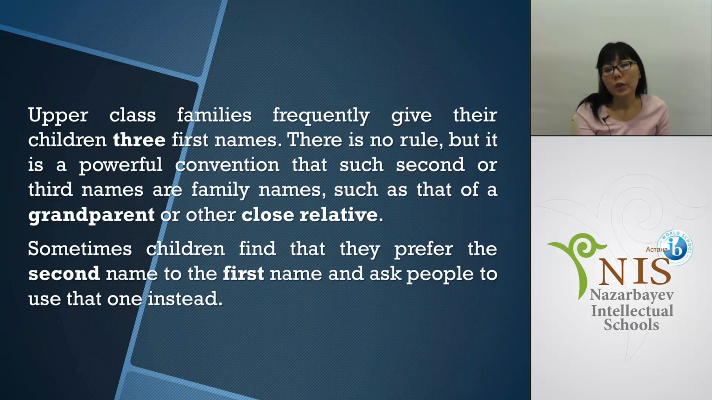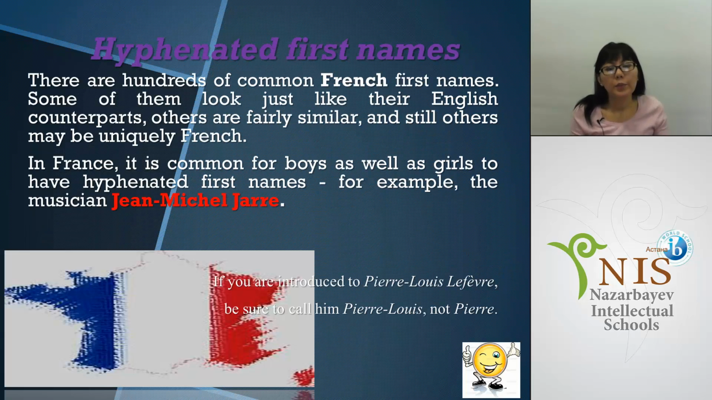If we talk about upper class families, frequently they give their children 3 first names. It wasn't actually a rule, but it was a powerful convention that the second and third names are family names, of grandparents and close relatives. Sometimes children find that they prefer the second name to the first name, and people try to address them by this name. So there are examples of having 3 names, and for example the French also like to add names for boys and girls.